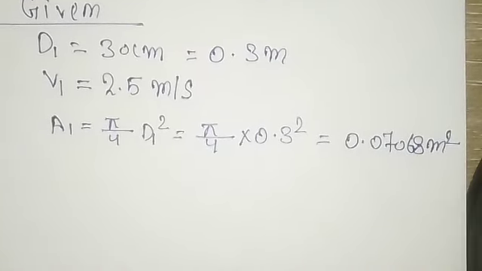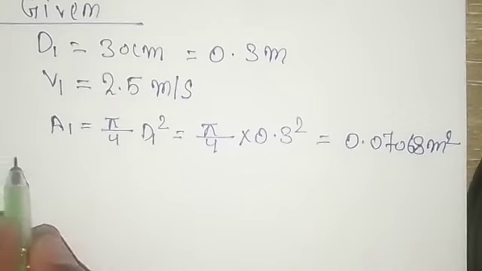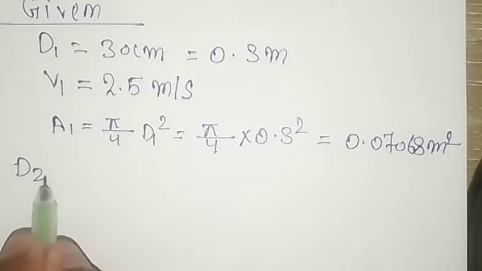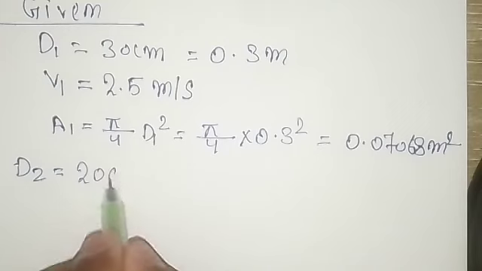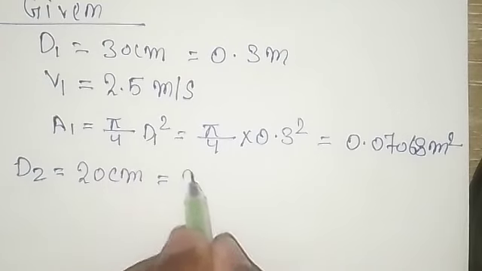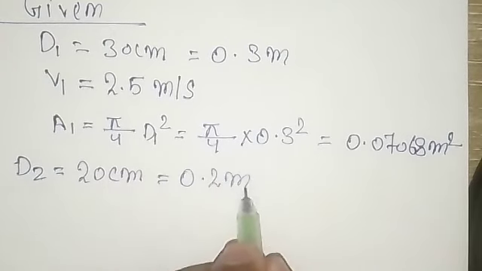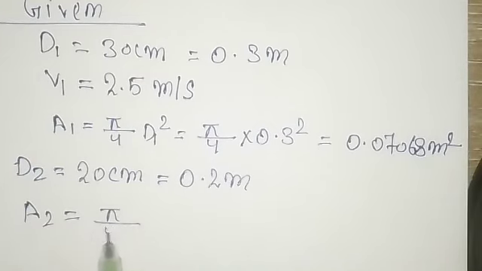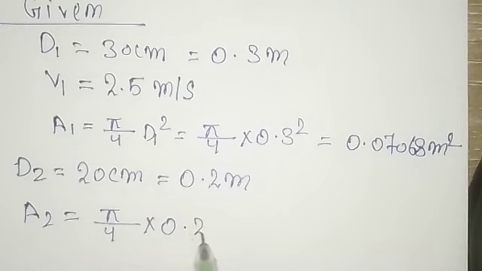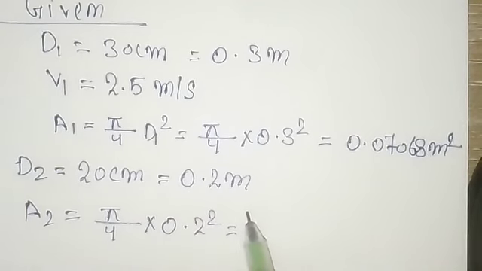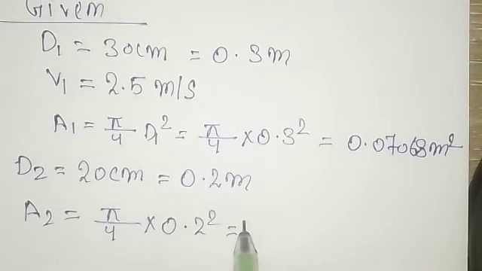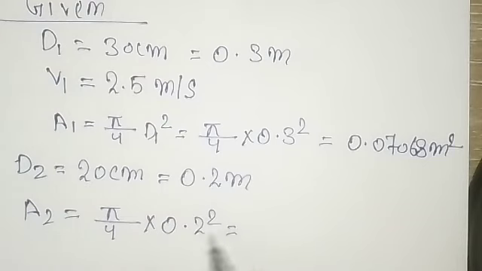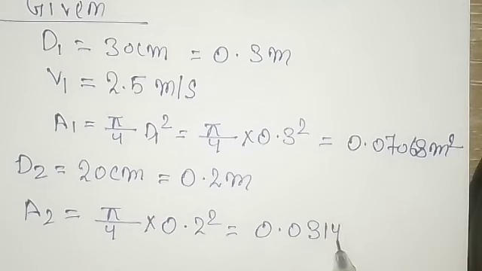Similarly, for pipe 2, velocity is given and diameter is also given. So d2 is equal to 20 centimeter, which is nothing but 0.2 meter. And then a2 is equal to pi by 4 d2 square, that is pi by 4 into 0.2 whole square, which is 0.0314 meter square.